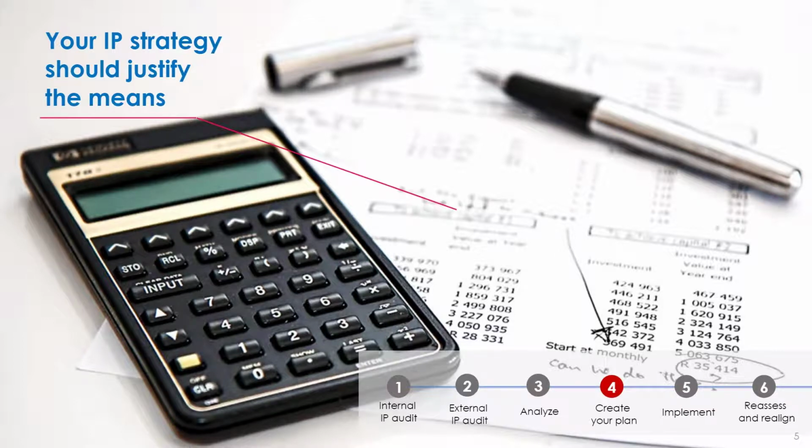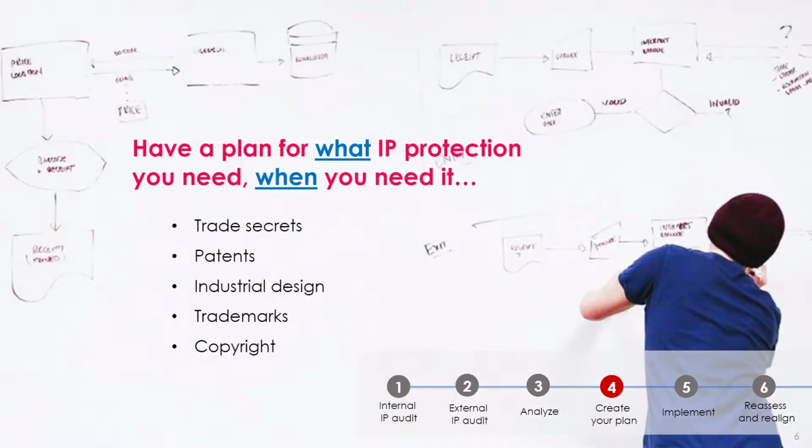In some industries like clean technologies, there's also a way to request expedited examination so you will know sooner if your invention is patentable. Your IP plan should also reflect the life cycle of your products, so you have a plan for what IP protection you need and when you need it.